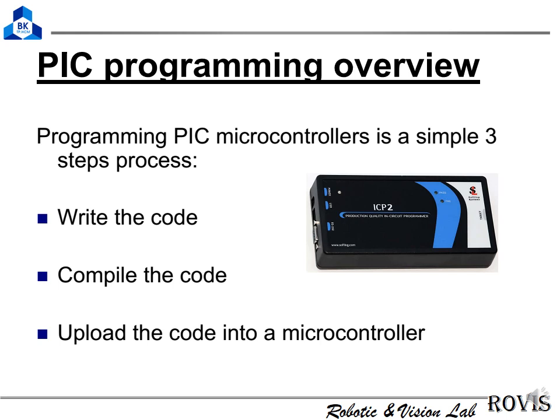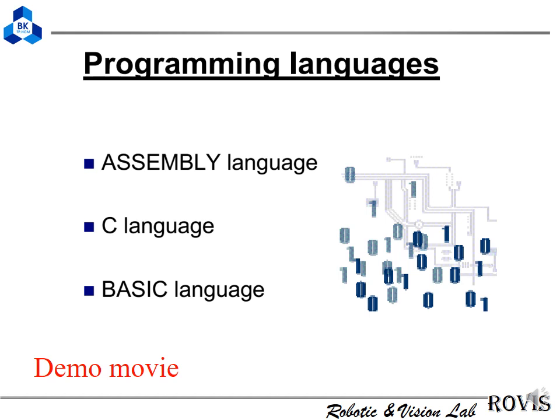First, we write the code, and then we compile the code into a hex file. This is the code of the computer, and then we upload the hex file into the microcontroller, and then it will work. And for the programming language, we have many programming languages like assembly language, C language, and basic language. In this course, we will use the C language to program the microchip.